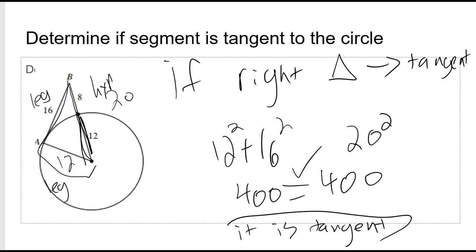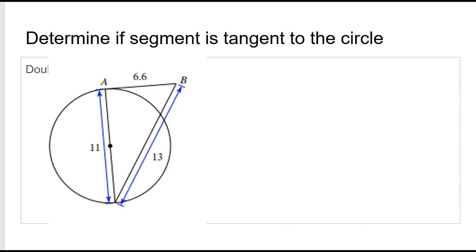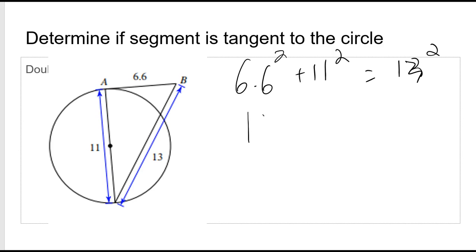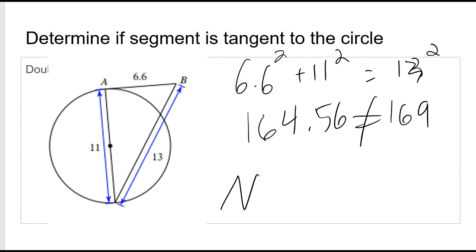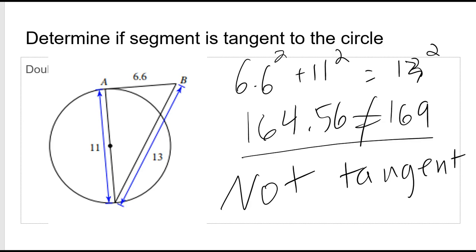And we know it's tangent, guys, because that triangle that's created is a right triangle. So that means it's a right angle. So that means it is tangent. That's how we know. Alright, so we're determining if the segment is tangent. So we're just typing this number into the Pythagorean theorem and then figuring out if they're equal. That's 13 squared. So 6.6 squared plus 11 squared. This all comes to 164.56. So it's got to come out to be exactly the same, which I don't think it will. 13 squared comes to 169. So it's not tangent. It's not a right angle. The question is asking if it's tangent or not, and it's not tangent because they're not the same.